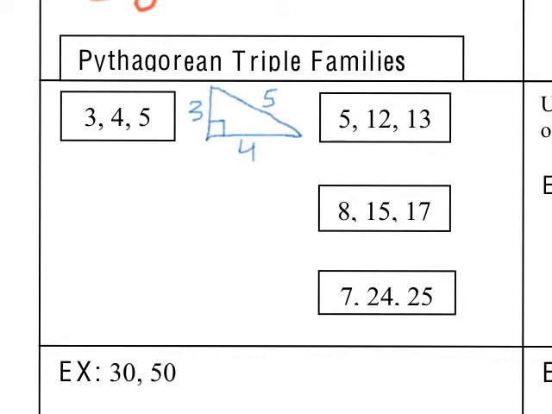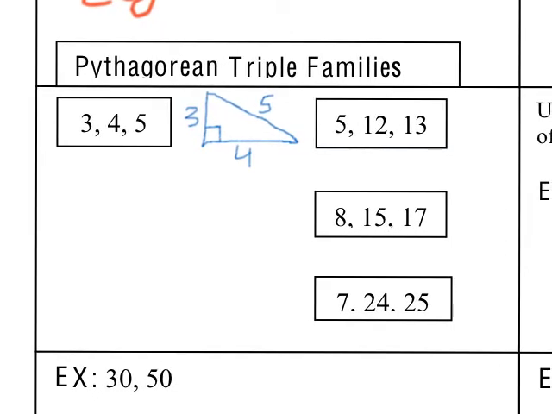Okay, so let's check and make sure that this actually does work and verify that the 3, 4, 5 is an actual right triangle. It's possible to build a triangle like this. So let's put it into the Pythagorean theorem: 3 squared plus 4 squared, and see if that equals 5 squared. And I think you find out that 9 plus 16 is 25, which equals 25.